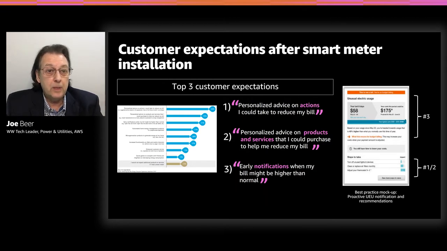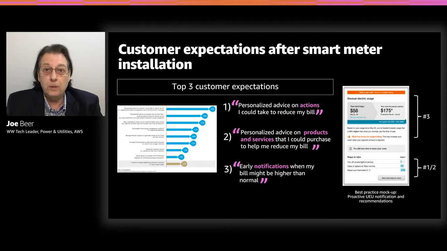Up at the top, you see that expectation number 3 is met, and that's providing the predicted energy usage and the predicted bill, which is going to be higher than normal. And then down below, expectations 1 and 2 are met with the recommendations on the actions or the products or services that a customer could undertake to mitigate that high bill. So pretty useful information, right?